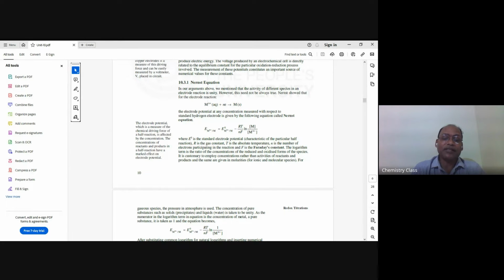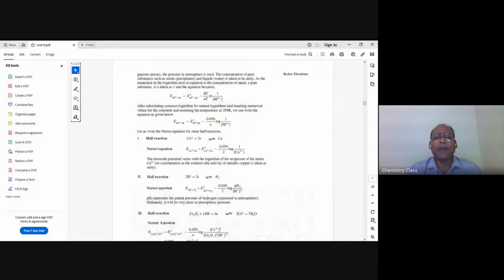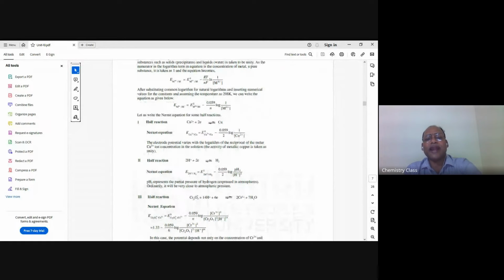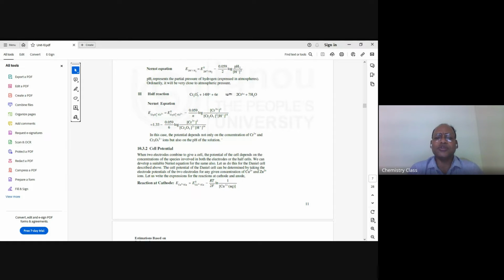Now see the half reactions of this one. Let's write the Nernst equation: E cell is equal to E° cell, whatever value you can find out, minus 0.0592 log of concentration. On the basis of that, you can put in the values. Where is oxidation going on? Where is reduction going on? After that, you have to put in the values and do the calculation.